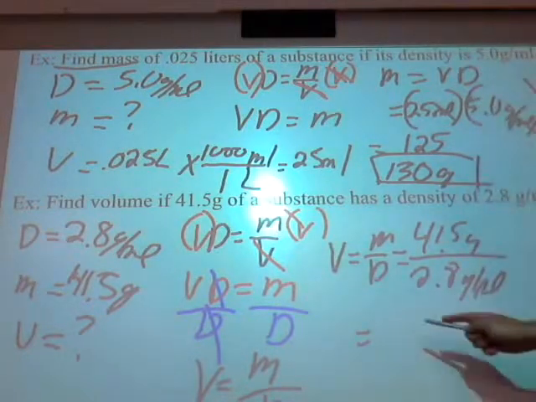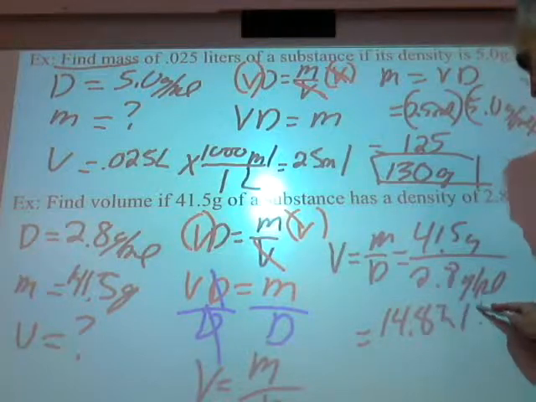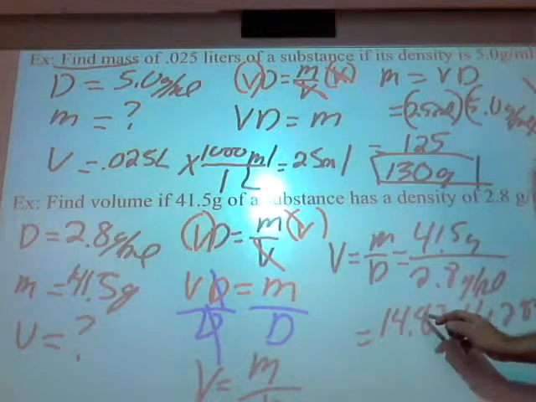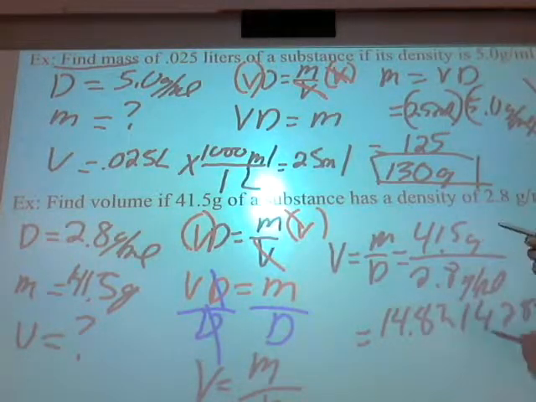Becca, did you do it? What do you got? 14.82142857. Okay, so it's a big, long, ugly number. What do you think the correct answer is? Trent says 14.8, which would be 3 significant figures or 1 decimal place, and he's not using the right rule either way.